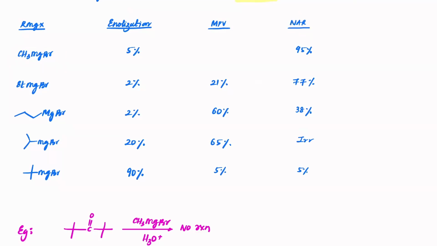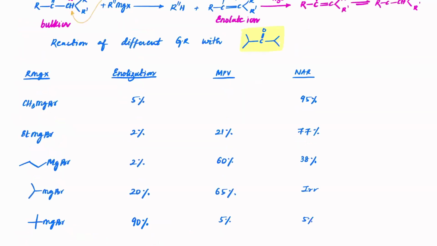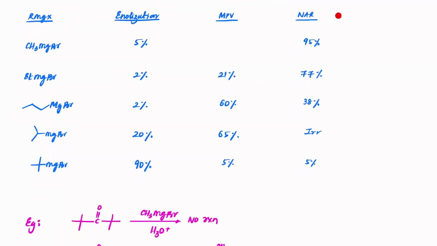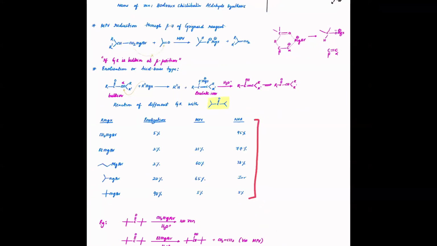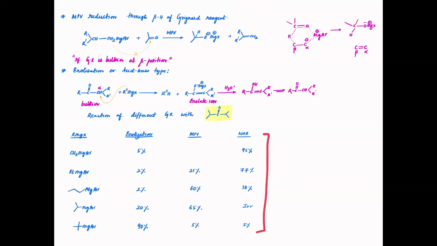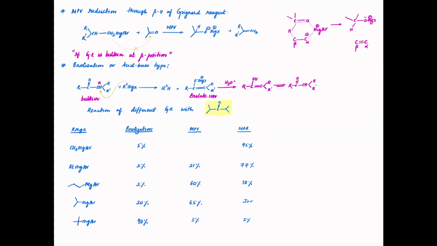Okay, so this is the idea you should have, everybody. Please quickly check through what MPV reduction and enolization are and their percentages. Have a quick look, and see if you have any problem in understanding, you can discuss again.